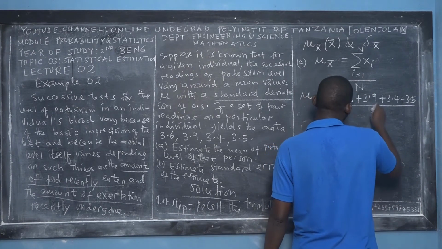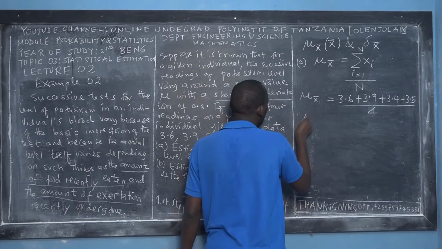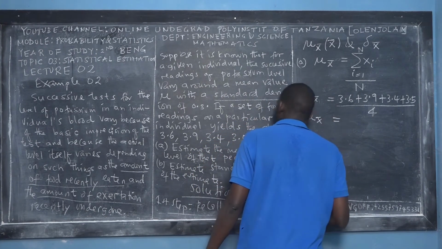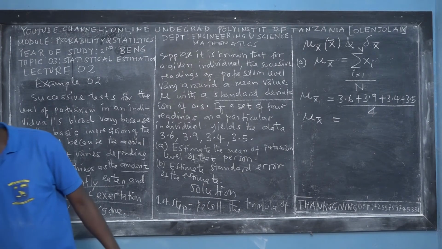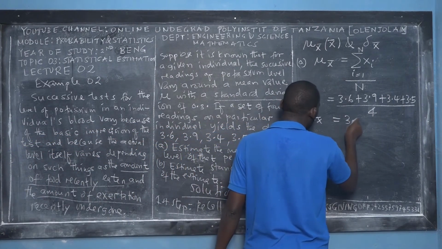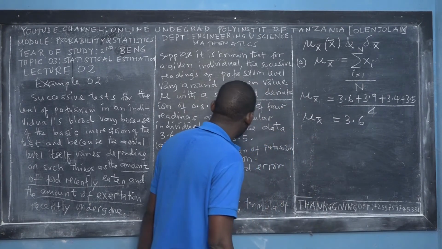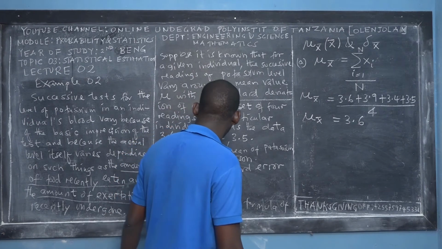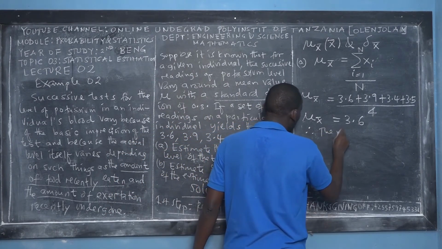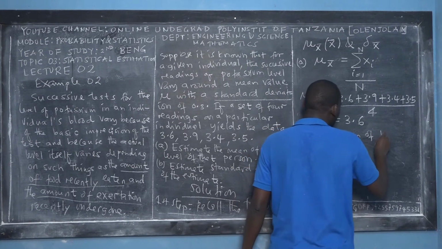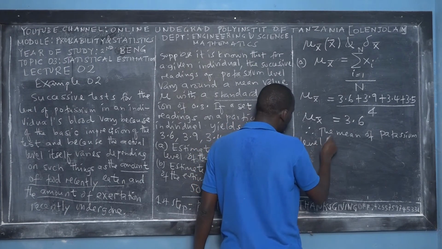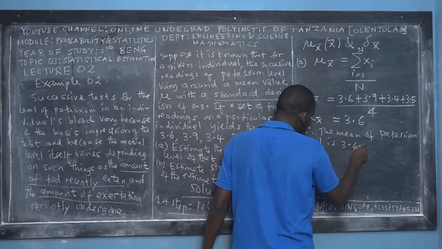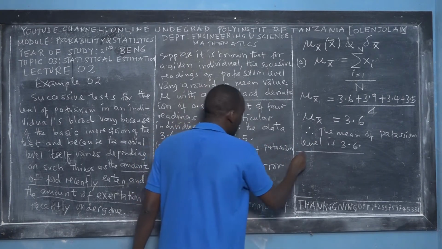So if you do your computation, you find that the response will be 3.6. After using your scientific calculator or simple computation, the average, or the mean, is 3.6. So, estimate the mean of the potassium level. Therefore, the mean potassium level in that individual is 3.6. So that's the mean. Hence we go to Roman B.